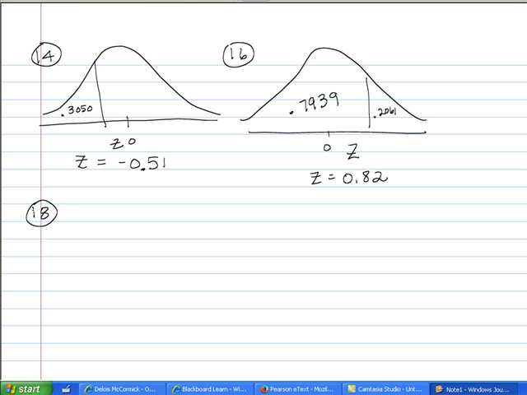It is a negative 0.19. So that means we want to look up negative 0.19 in our table, and that'll be our answer. Negative 0.19 is 0.4247.